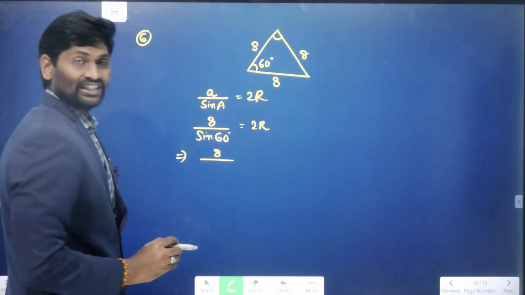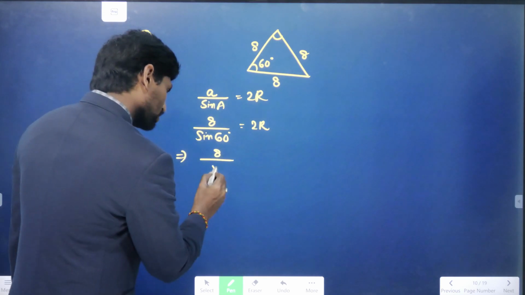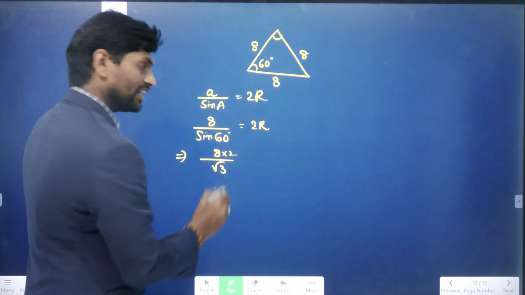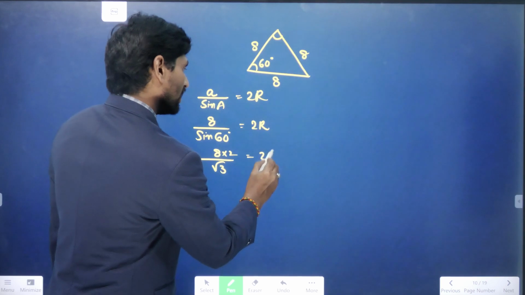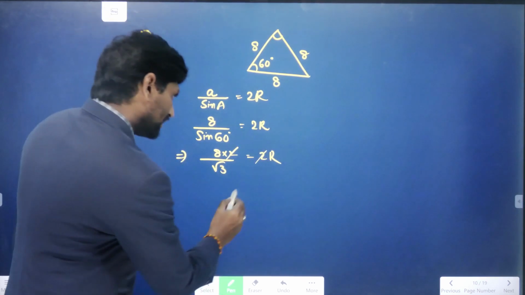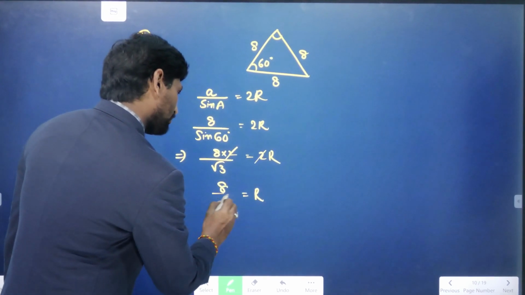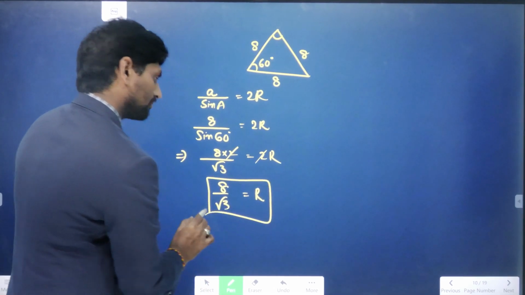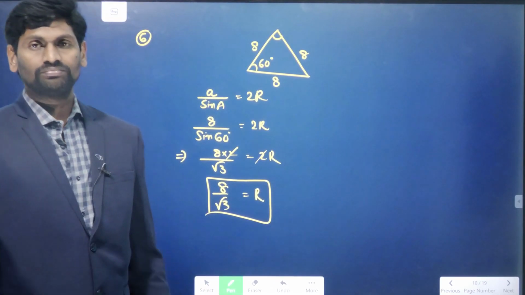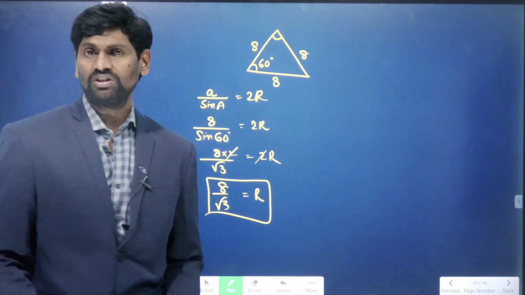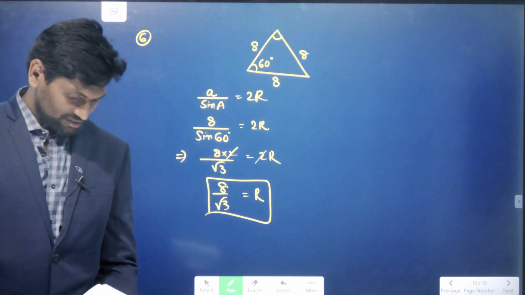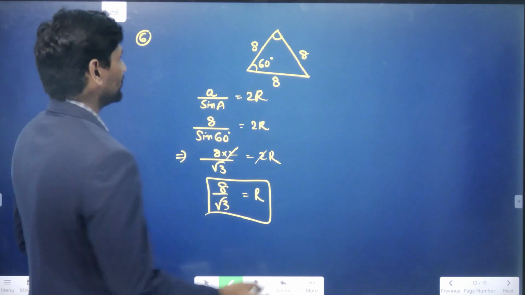What is the sine 60 degrees value? Sine 60 degrees value is root 3 by 2. Root 3 by 2 equals 2R. I can cancel the 2 on both sides. Therefore, the radius is equal to 8 by root 3. Okay? Therefore, the radius equals 8 by root 3. Now, let us go to the next problem, problem number 7.